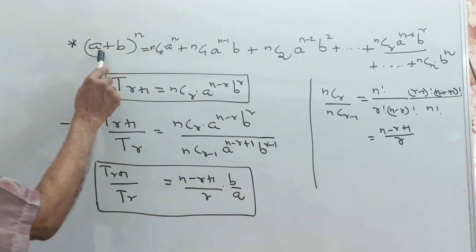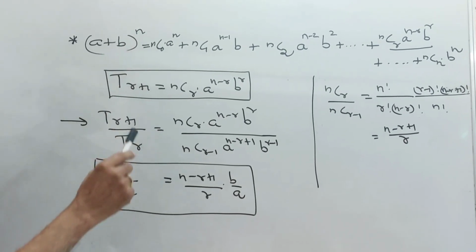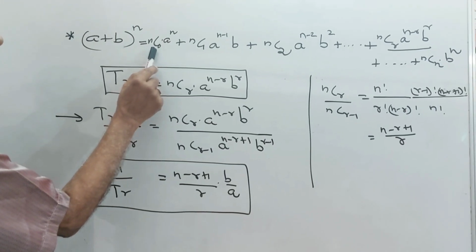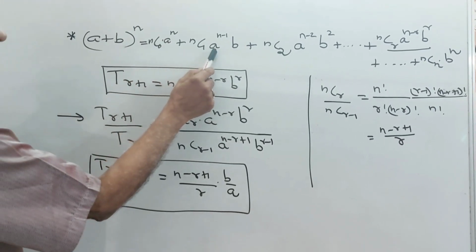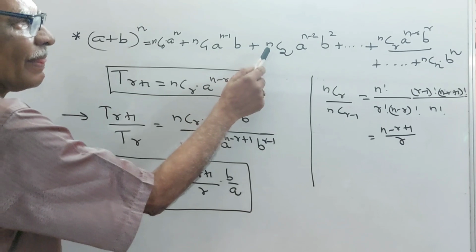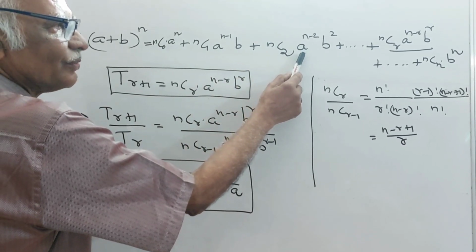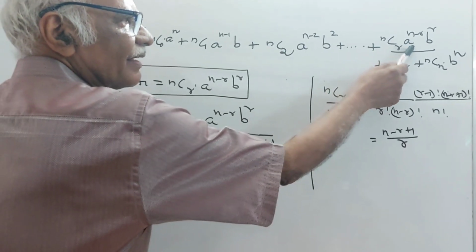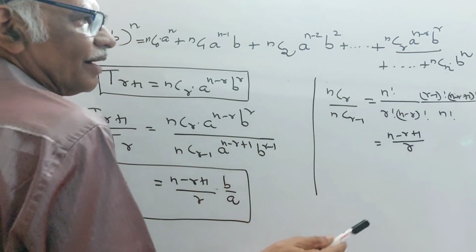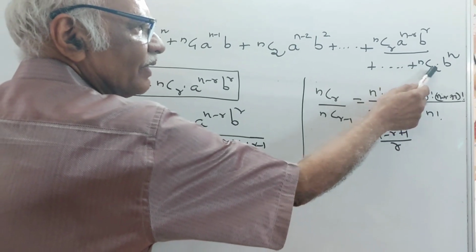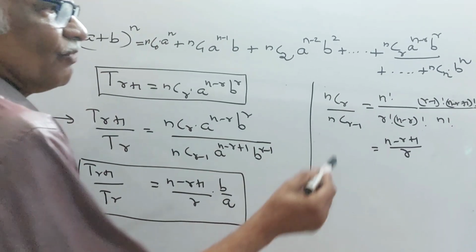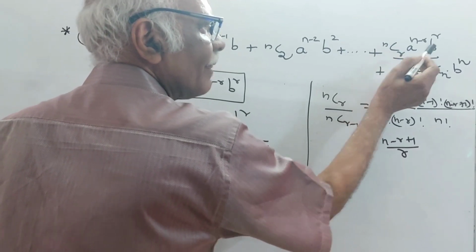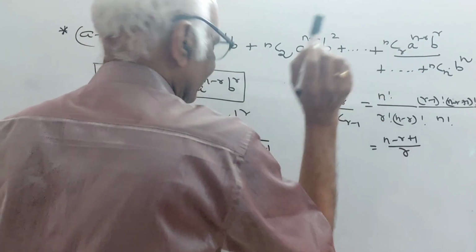We consider (a plus b) the whole raised to n, expansion. So 1 is nC0 a raised to n, plus nC1 a raised to n minus 1 into b, plus nC2 a raised to n minus 2 into b squared, plus etc. General term nCr a raised to n minus r b raised to r, plus etc. Last term nCn b raised to n. Now we see in nCr, power of a is n minus r and power of b is simply r.